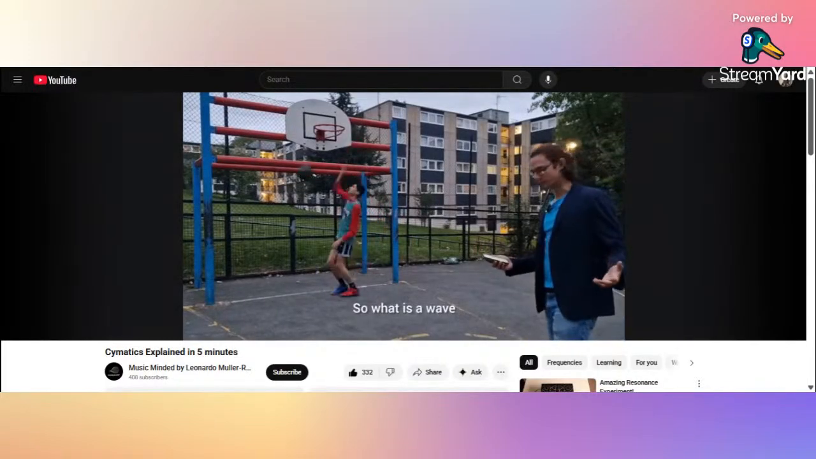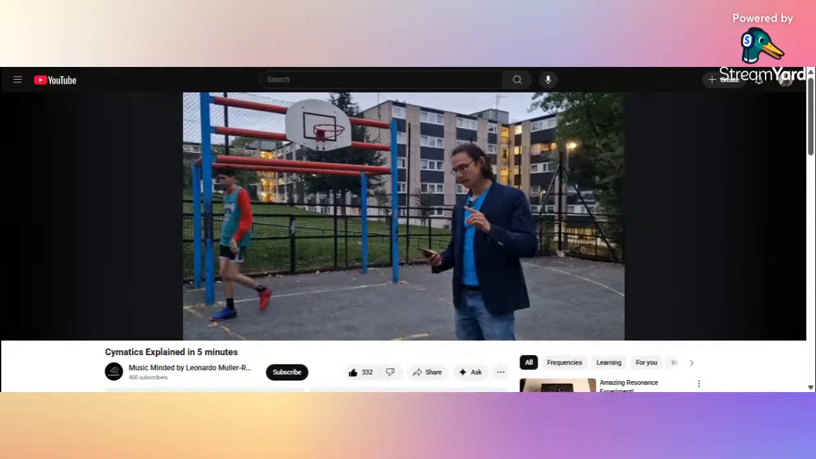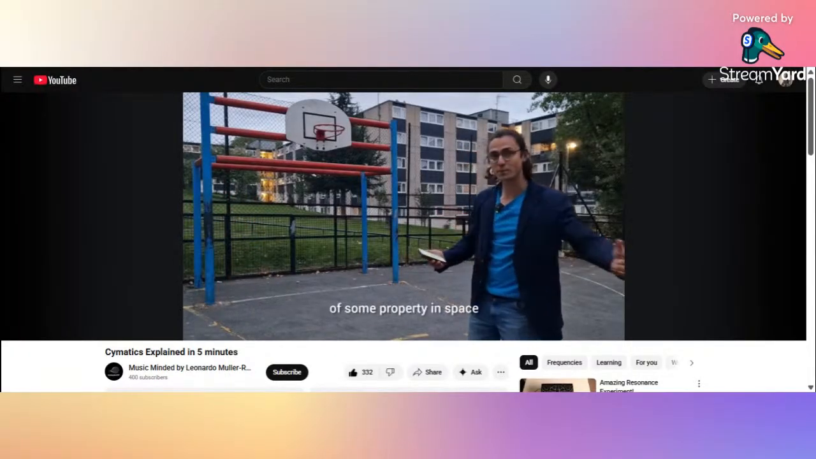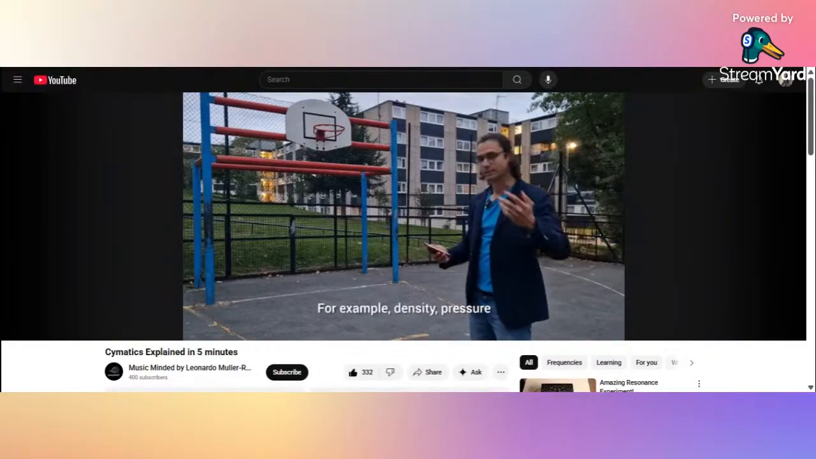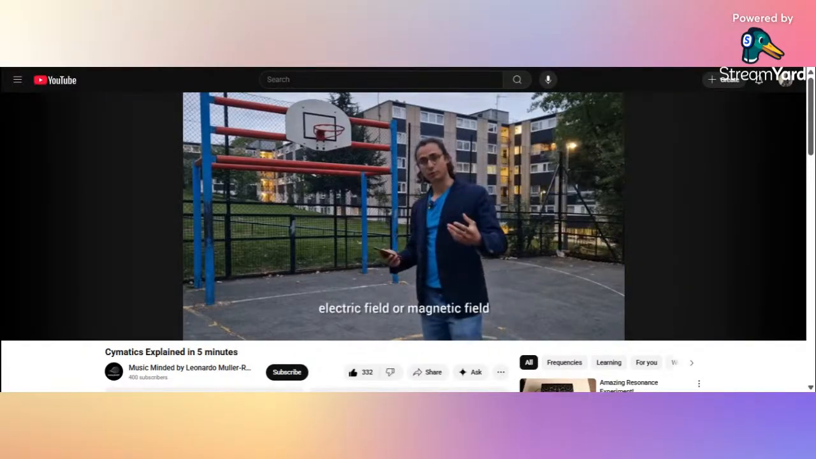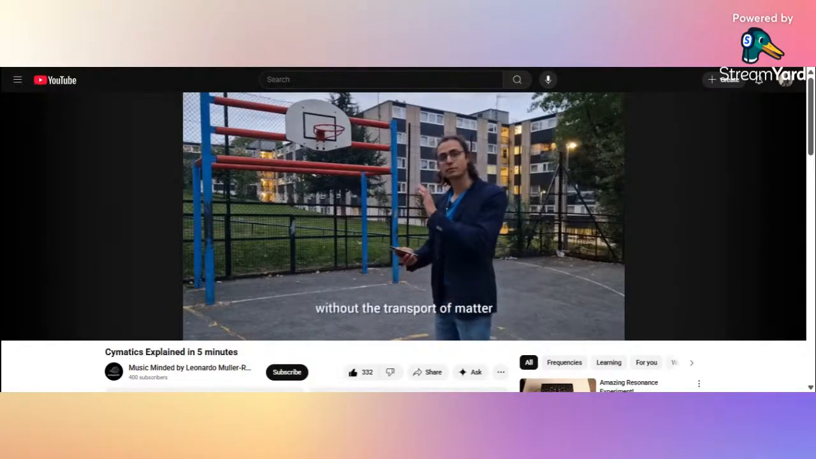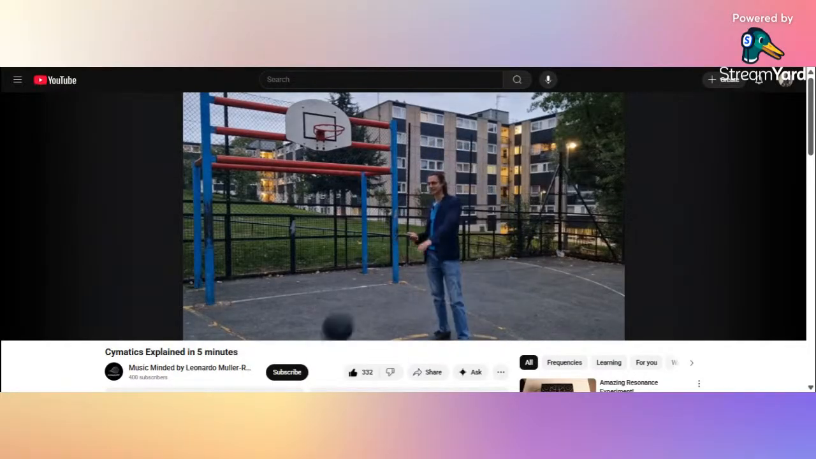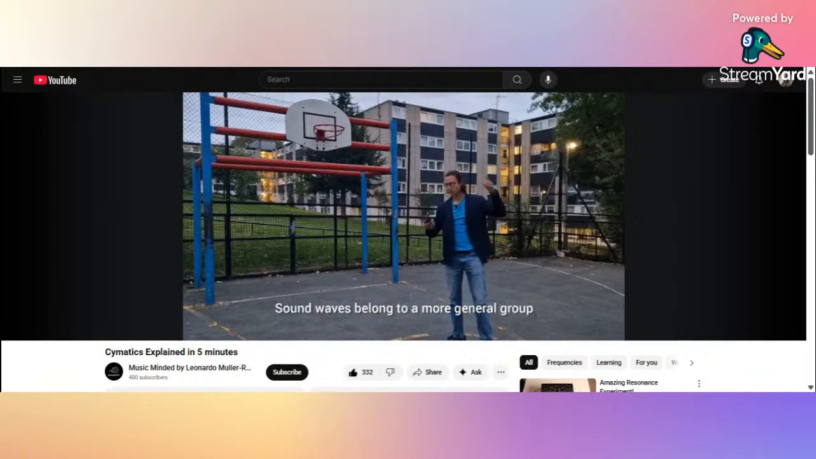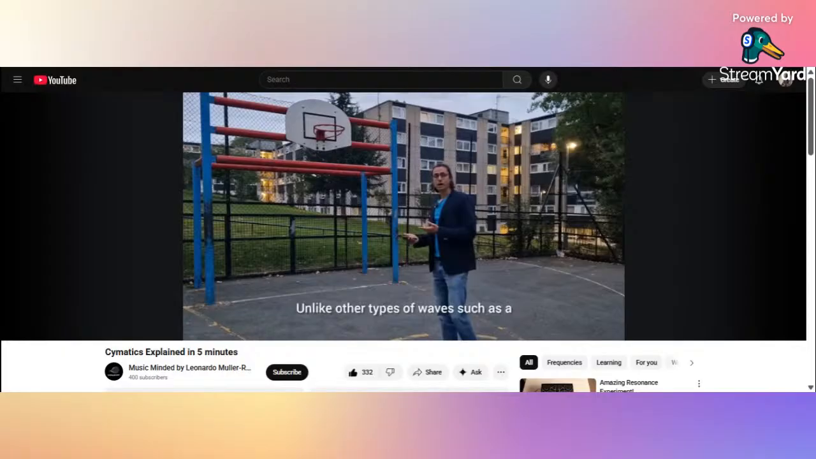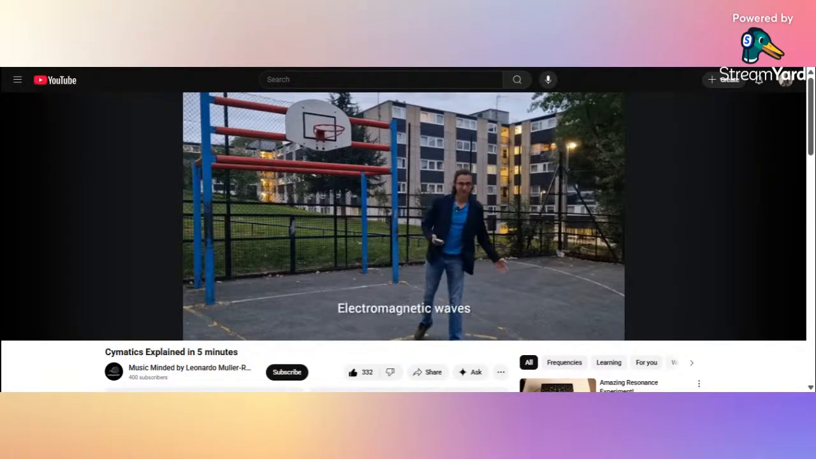So what is a wave? In physics, a wave consists of the propagation of a perturbation of some property in space. For example, density, pressure, electric field, or a magnetic field. It involves the transportation of energy without the transport of matter. Did you hear that? Sound waves belong to a more general group known as mechanical waves, which need a medium to propagate, unlike other types of waves, such as electromagnetic waves.